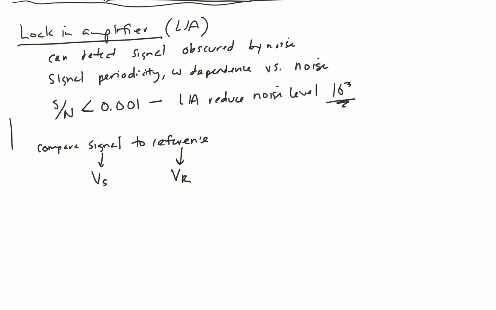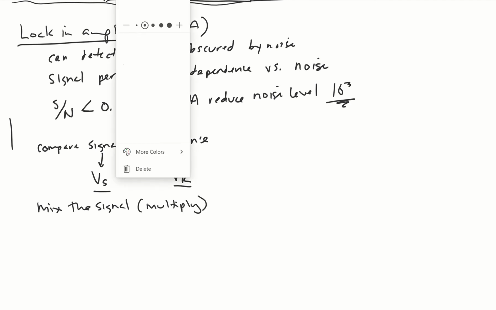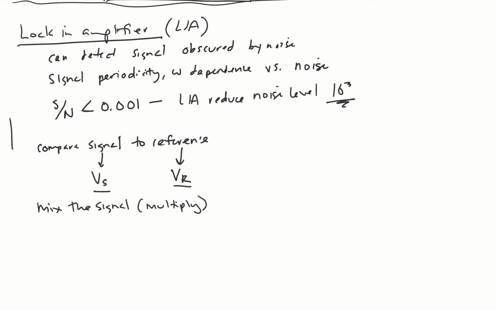So the steps in the lock-in amplifier is that you mix the signal with Vs and Vr, your signal and your reference. And the first step here, in terms of if we describe this mathematically, is you would multiply these signals. So that's the first step here.